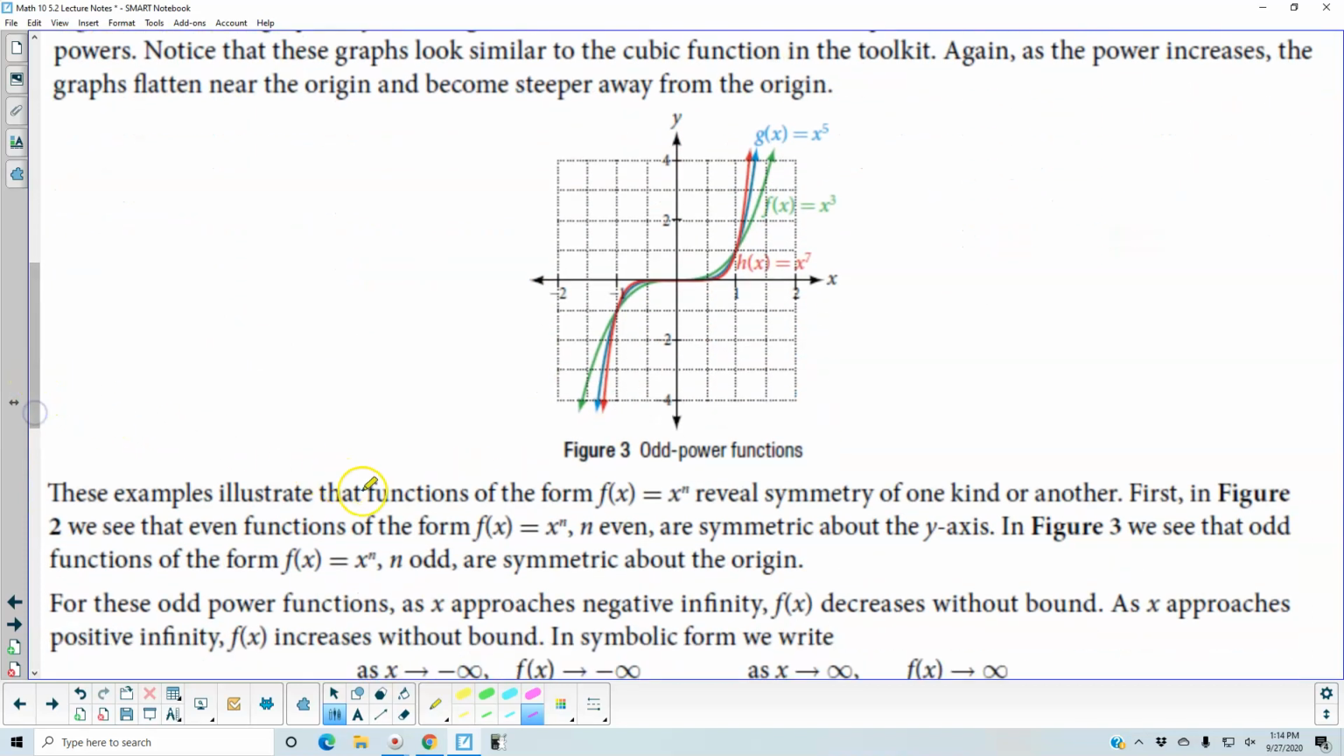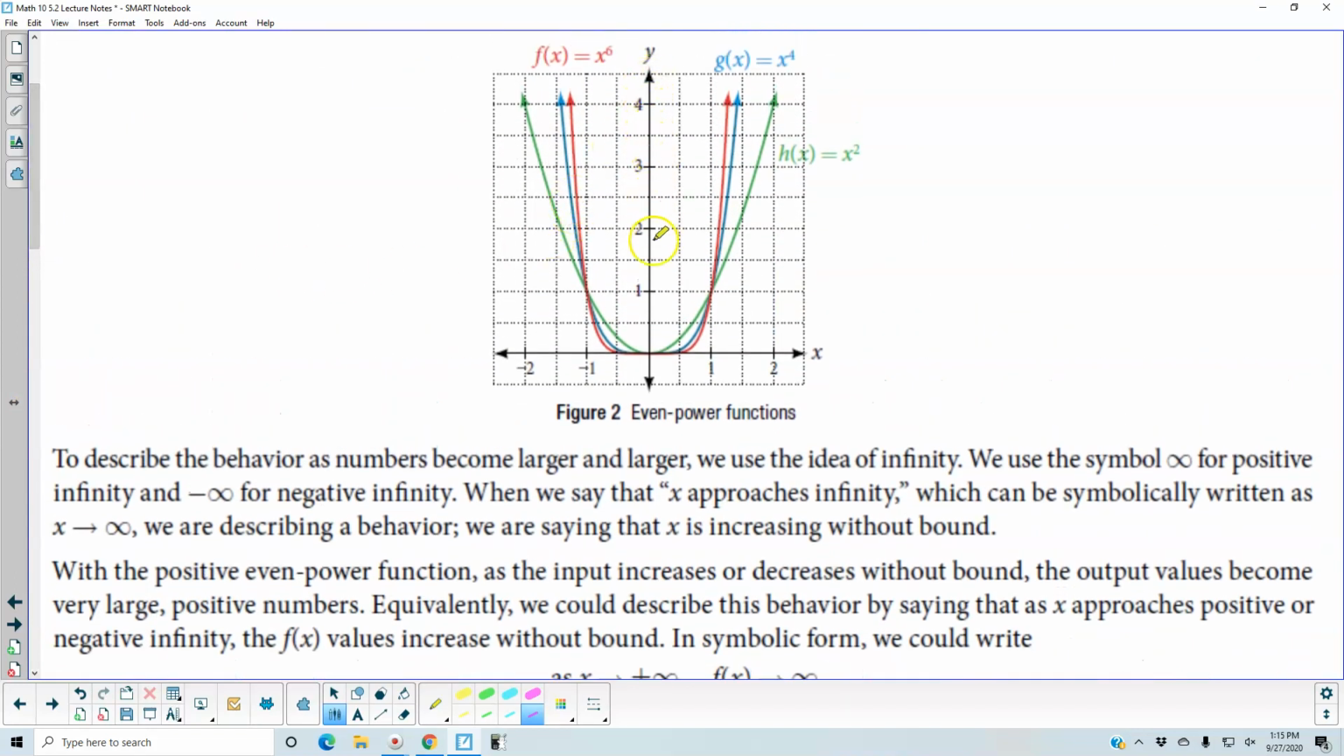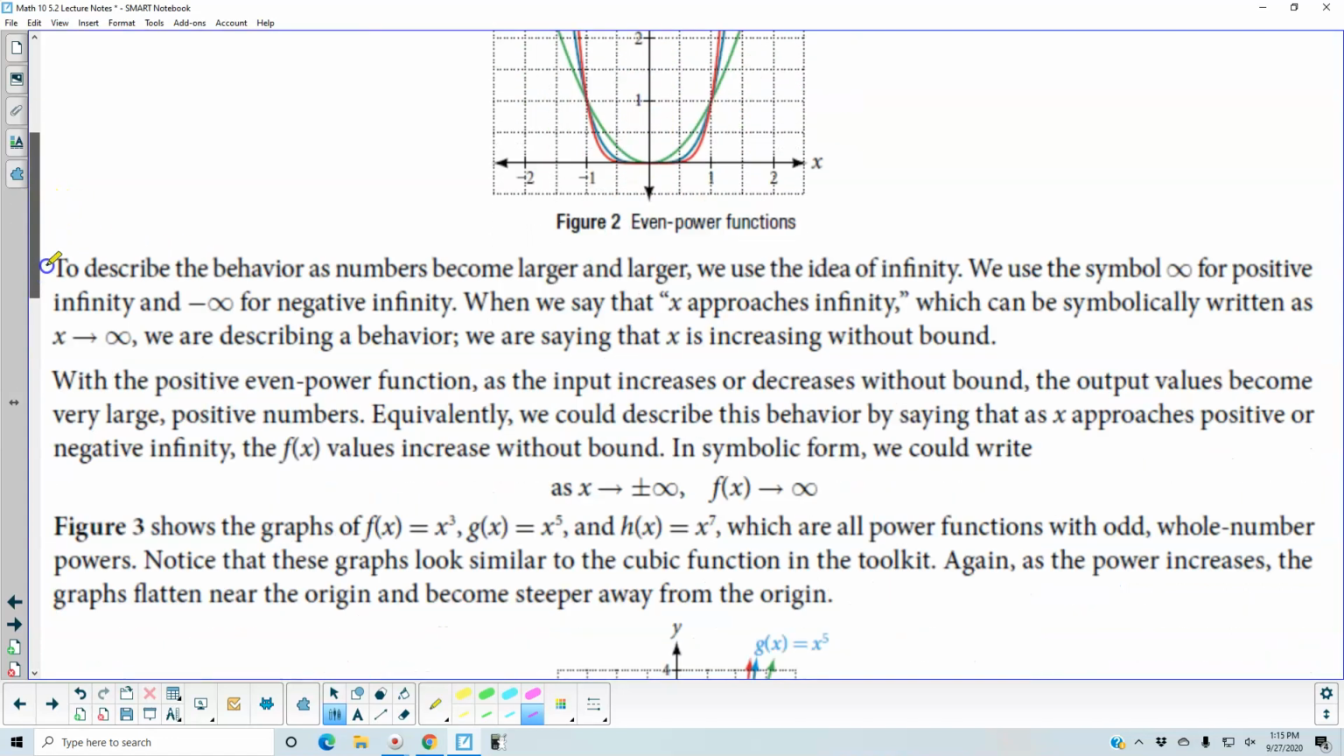Now, these examples illustrate that functions of the form f of x equals x to the n power reveal symmetry of one kind or another. First, in figure 2, we saw that even functions of the form f of x equals x to the n, where n is even, are symmetric about the y-axis. What that means is if we draw a line right down the y-axis, we can fold the page, and one graph is folded onto the other. That's why it's symmetric about the y-axis.